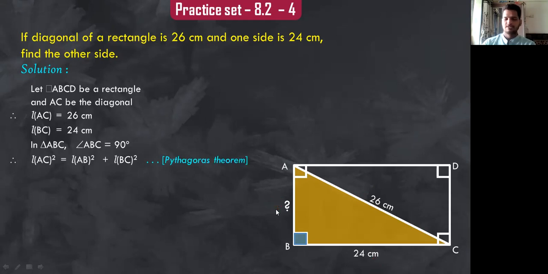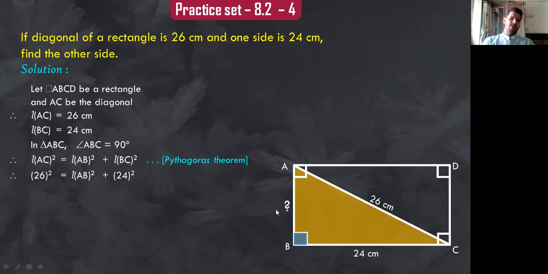Now on the next step, we will substitute their respective values. What is the value of AC? 26 centimeters. So we will write 26 the whole square because it is AC square, right? Length of AB, we have to find it out, so keep it as it is. Length of BC square, that is 24 the whole square.